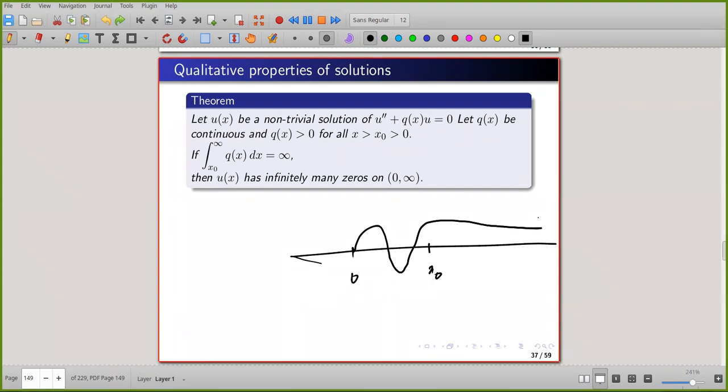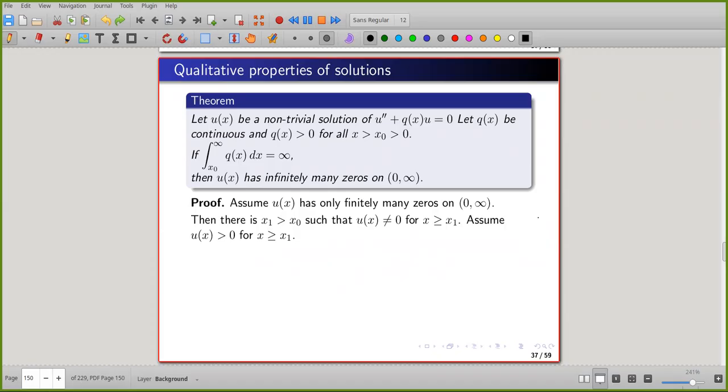Okay, so let's see how to prove this. Let's assume that u of x has only finitely many zeros on the interval (0, infinity). Then there is x1 strictly greater than x naught, such that u of x is non-zero for all x greater than or equal to x1. That's obvious because we are assuming that it has only finitely many zeros. Maybe there are some zeros after x naught also, so we can just take x1 to be very large. Okay, so assume u of x is strictly greater than 0 for x greater than or equal to x1.